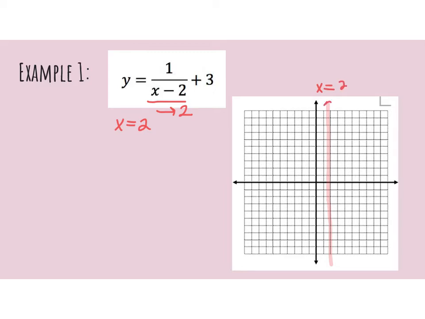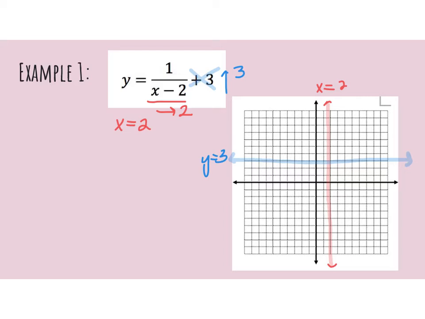Remember that a vertical asymptote is x equals. The horizontal asymptote comes from the vertical shift. This graph is getting moved up 3 units. So that's going to change the location of my asymptote from y equals 0 to y equals 3. Again, I'm going to highlight that and label that function.